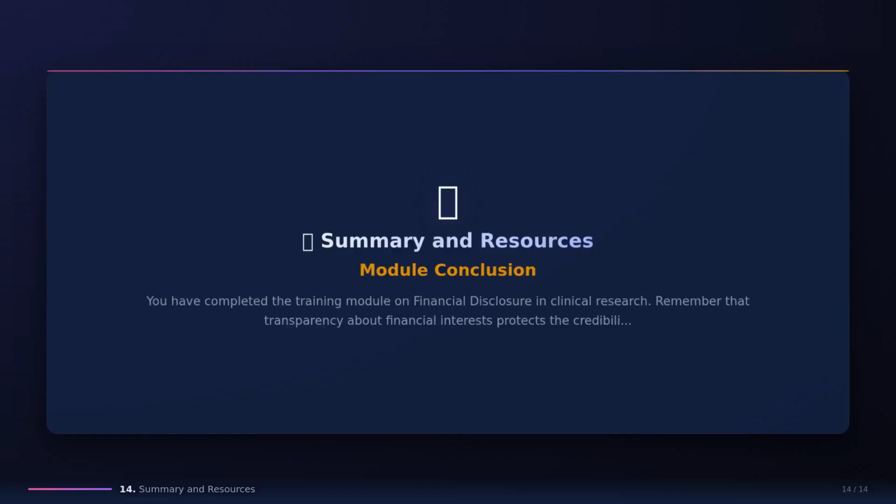You have completed the training module on financial disclosure in clinical research. Remember that transparency about financial interests protects the credibility of the entire clinical trial enterprise. Reference 21 CFR Part 54 for full regulatory details, use Form FDA 3455 for standardized disclosure, and maintain open communication with your sponsor's regulatory team.